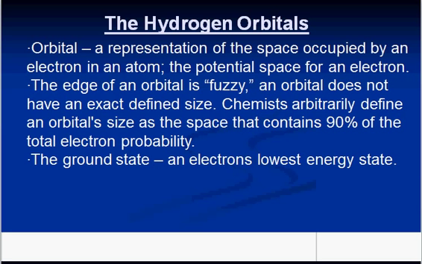In this lecture we're going to be looking at electron configuration. We're going to start off by defining what an orbital is. An orbital is a representation of the space occupied by an electron in an atom. It's the potential space for an electron.